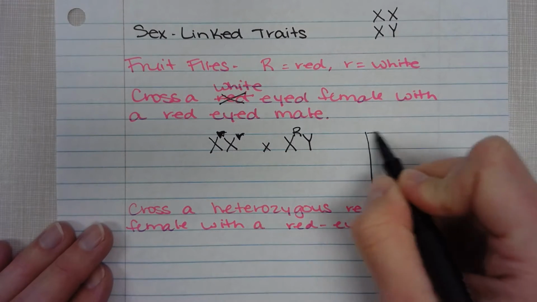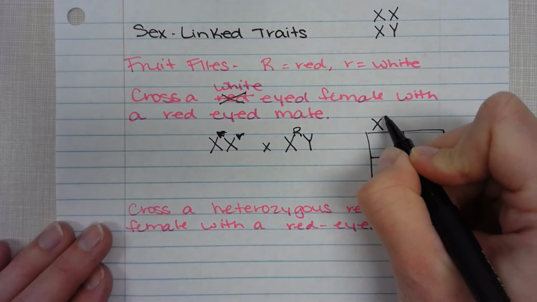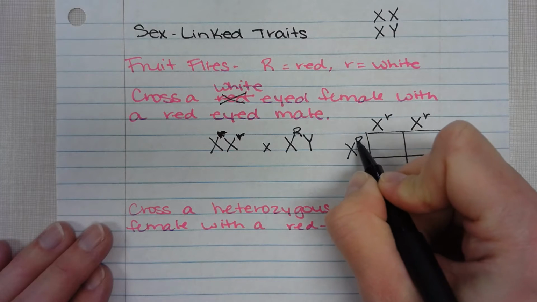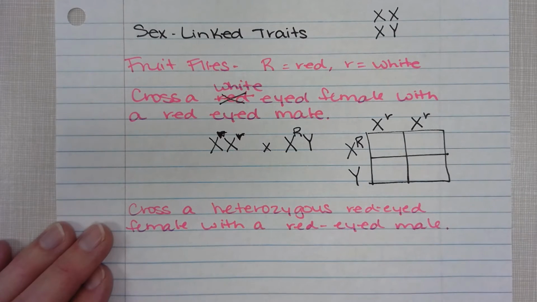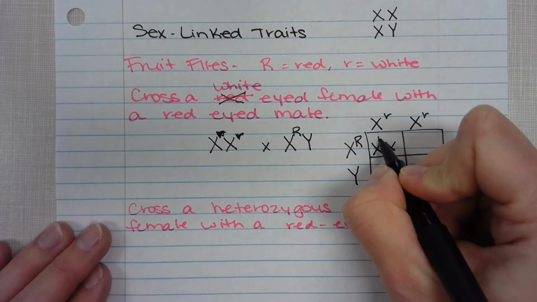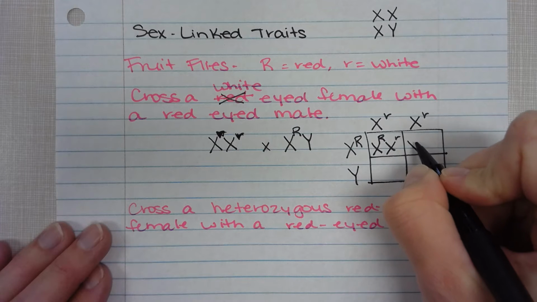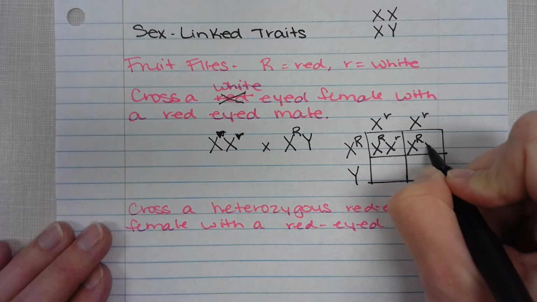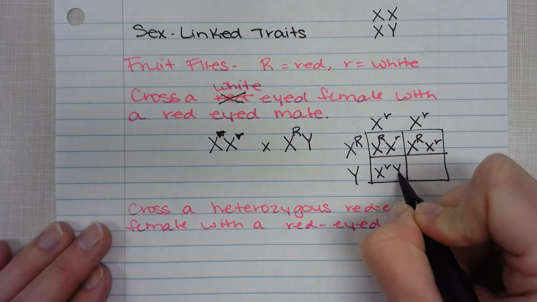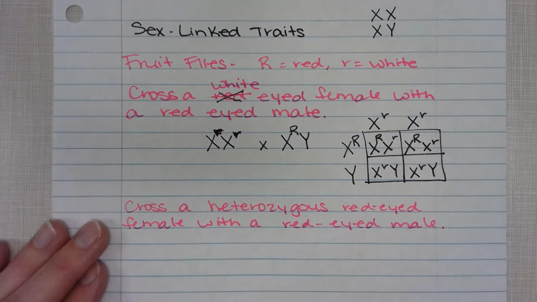Okay, so white-eyed female crossed with a red-eyed male. You set that up like you do any other Punnett square. White-eyed female, red-eyed male, like that. You then bring all of the letters and alleles over. X big R, X little r, like that. And there are your Punnett square results.